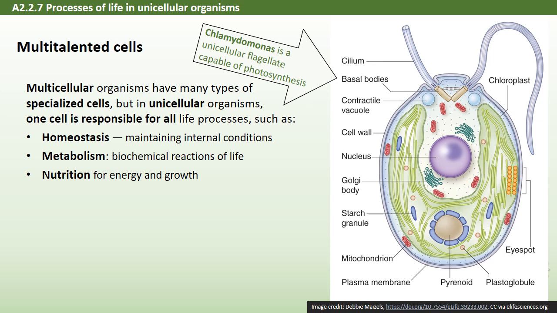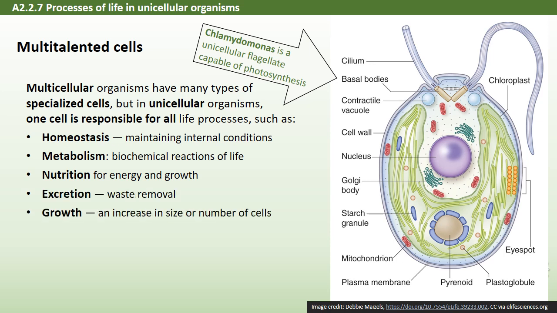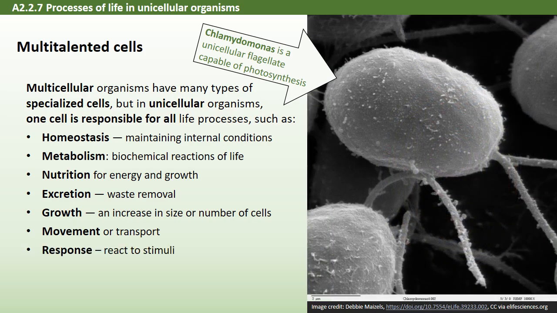Now, Chlamydomonas can actually do both. Excretion, getting rid of waste, growth, an increase in size or number of cells, movement or transport. So even if some organisms cannot move around, like trees, they can still move stuff around. Response is being able to react to stimuli. And reproduction, production of offspring.